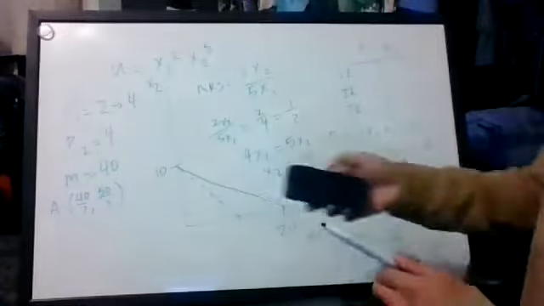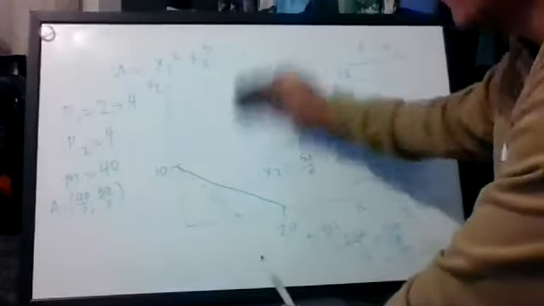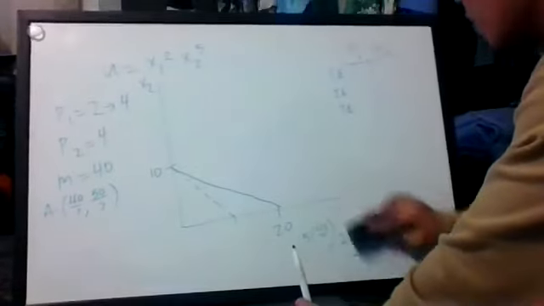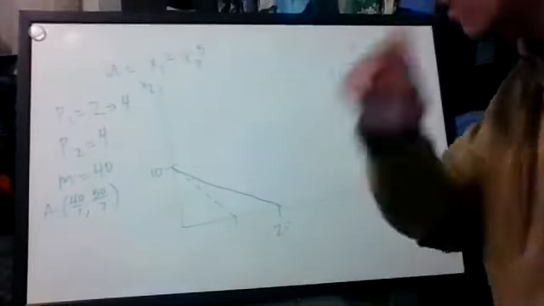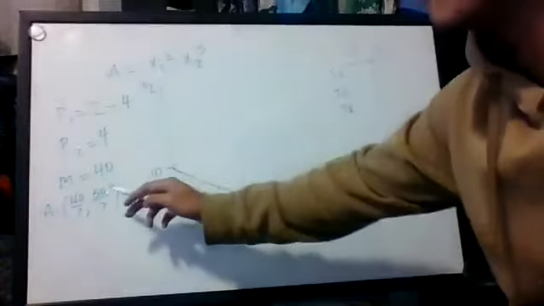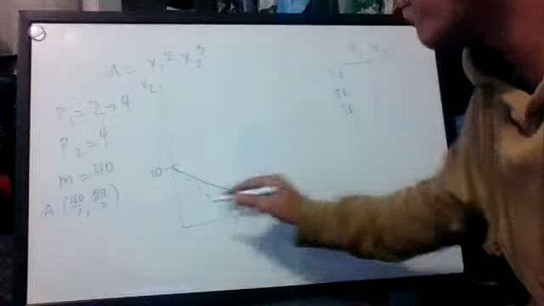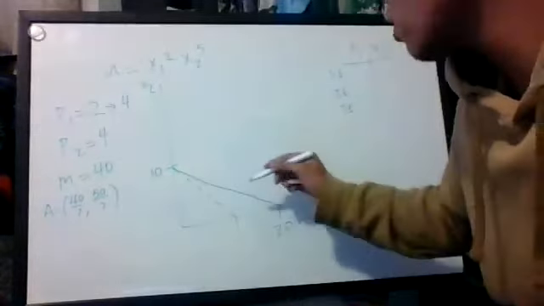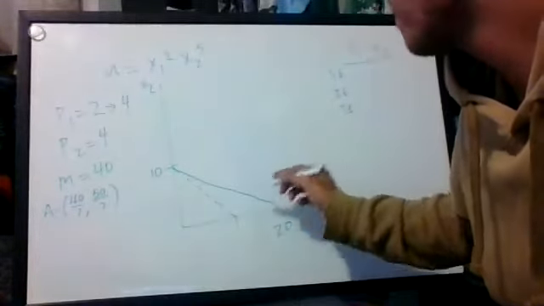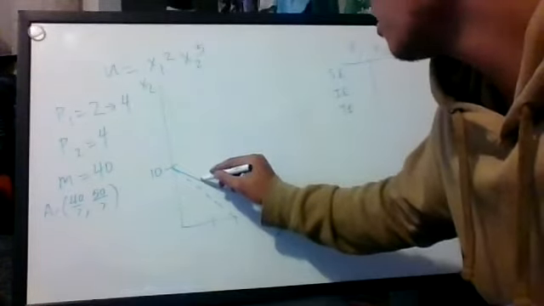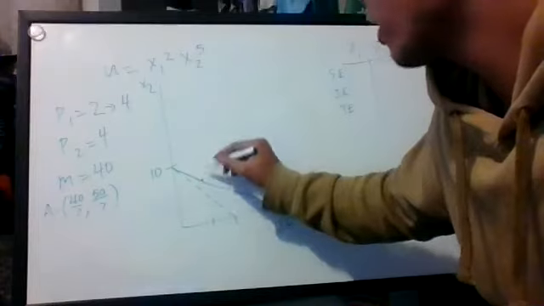And so now I found what point A is. So let's think about where that is, just generally. 40 over 7 is going to be roughly 5-ish. And 50 over 7 is going to be roughly 7-ish. So this is 10 right here. So 5, 7. This is going to be my original point A.